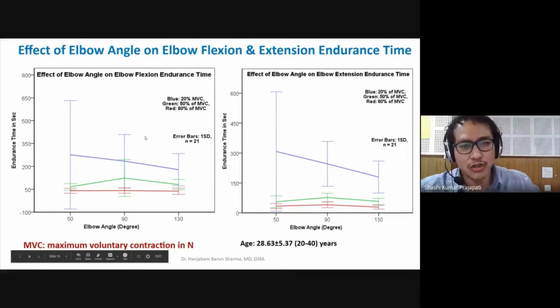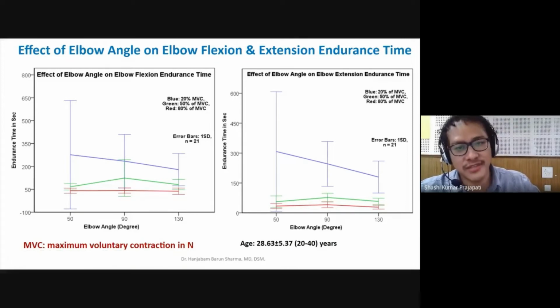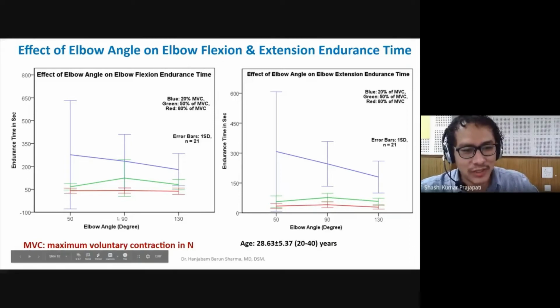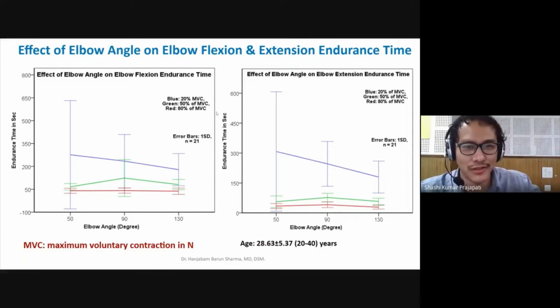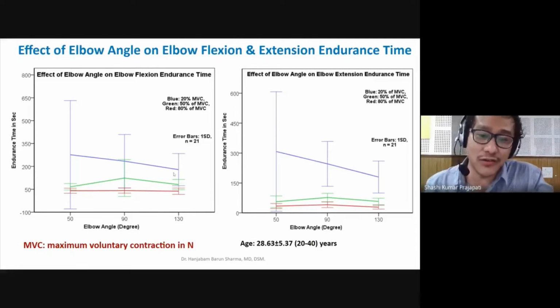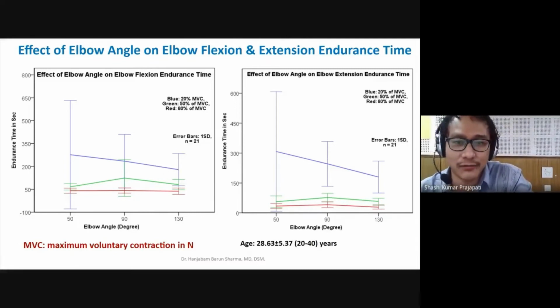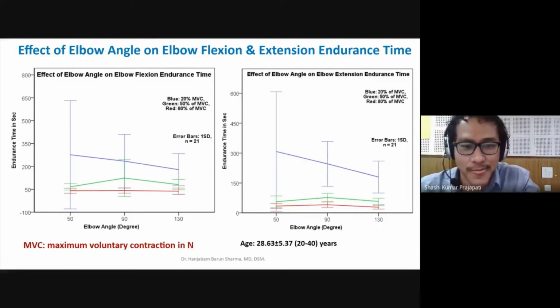This is for flexion. We have done the experiment at three percentages of the MVC. The blue is for 20%, green is for 50%, and red is for 80%. And for red, you can see that the endurance time is very less because it is 80%. But here we can see that when the elbow flexion is 130 degree for 20% MVC, the endurance time basically decreases. And what is the physiological reason behind it? We are searching, and we will be publishing all this data very soon in a separate paper.